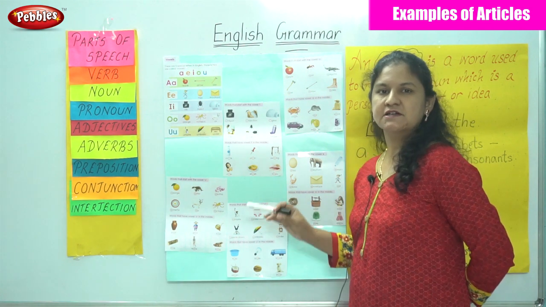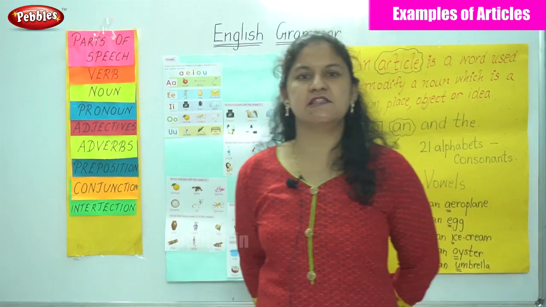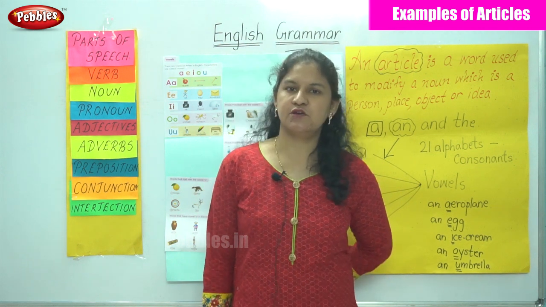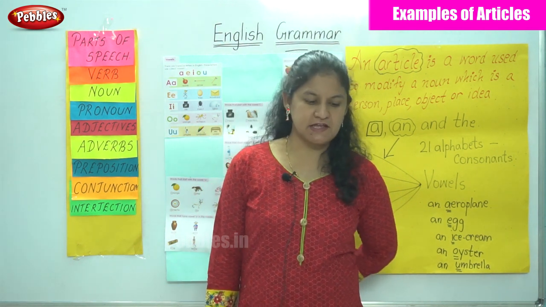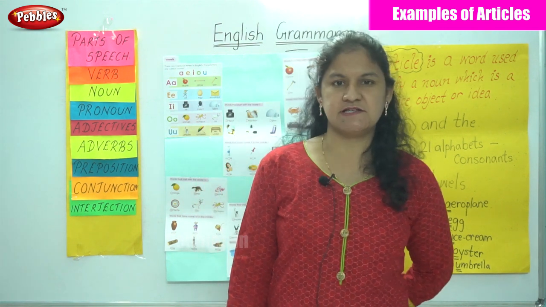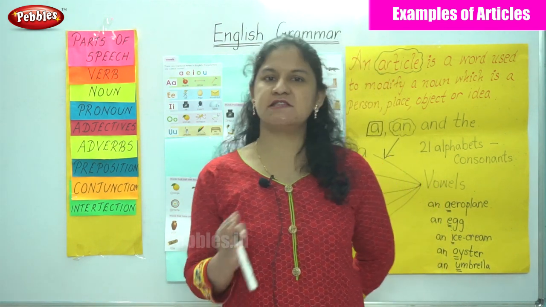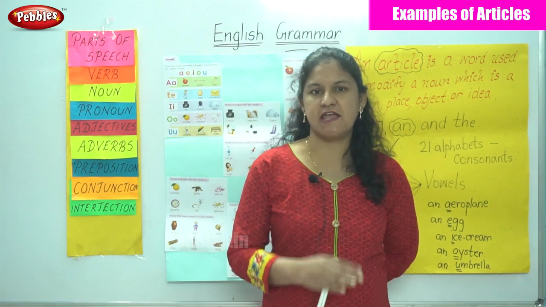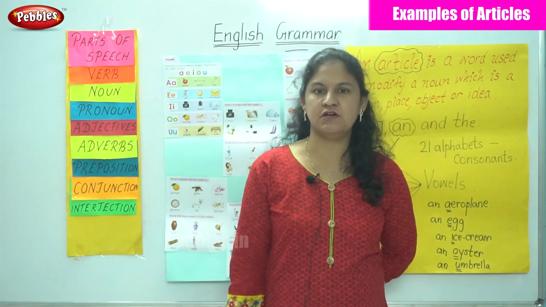So these are the 5 special letters in the English alphabet and they are known as the vowels, that is A, E, I, O and U. So let us do small exercises wherein we have to place the articles, whether it is a, an or the, before the words.